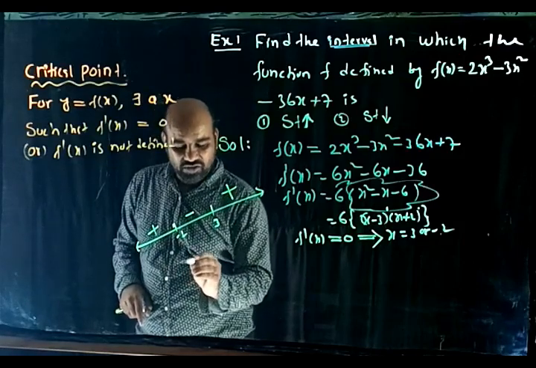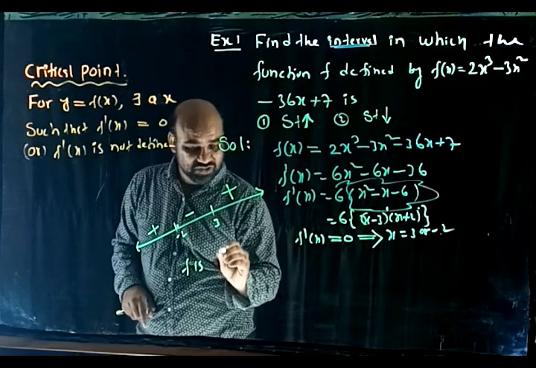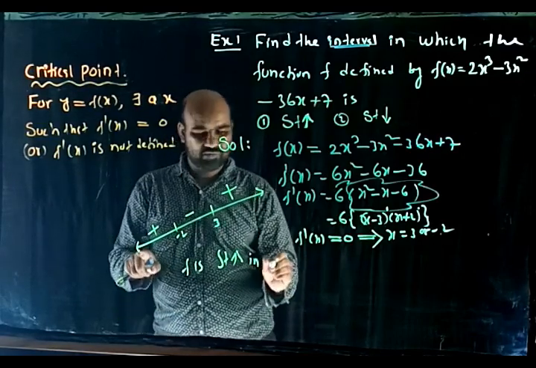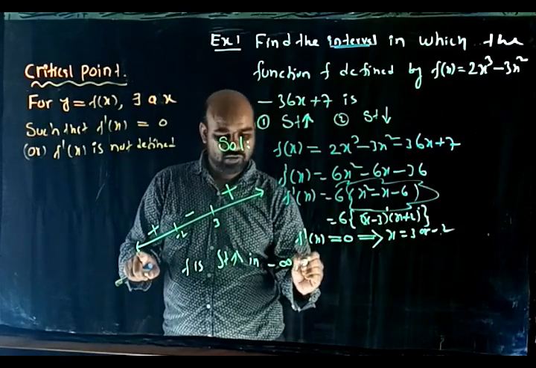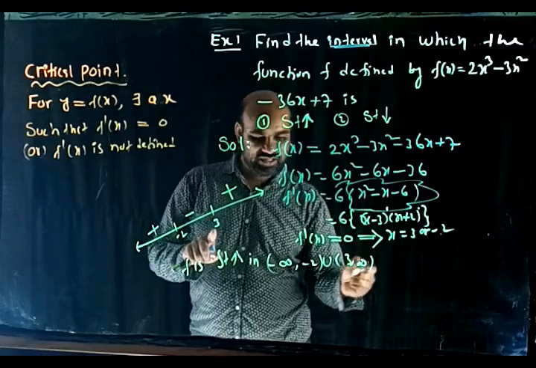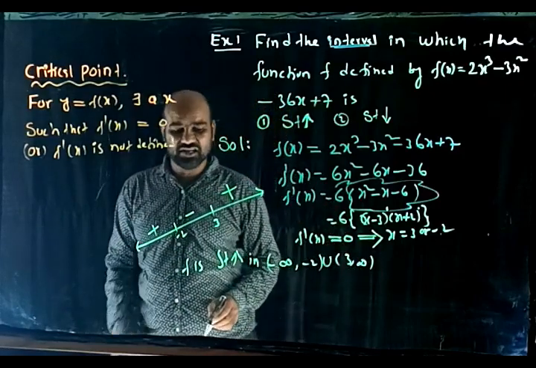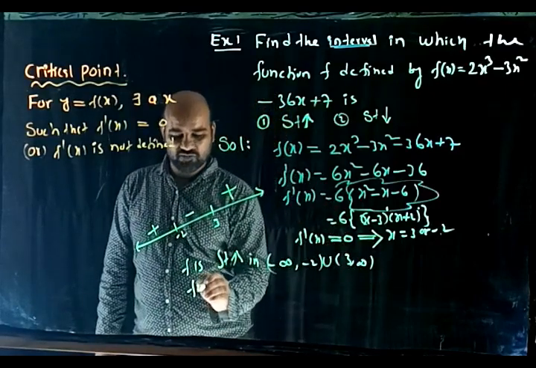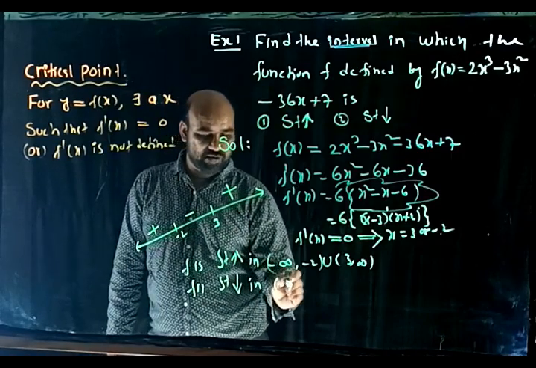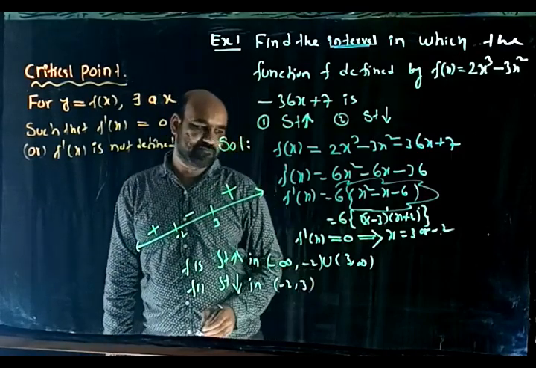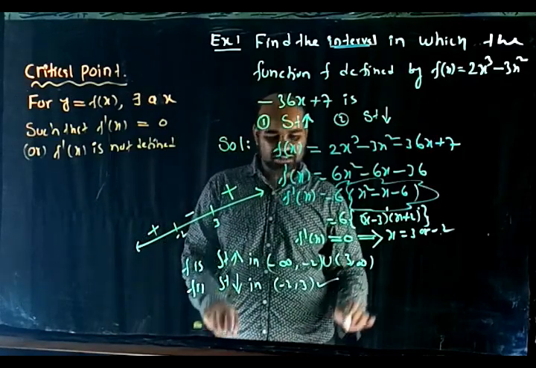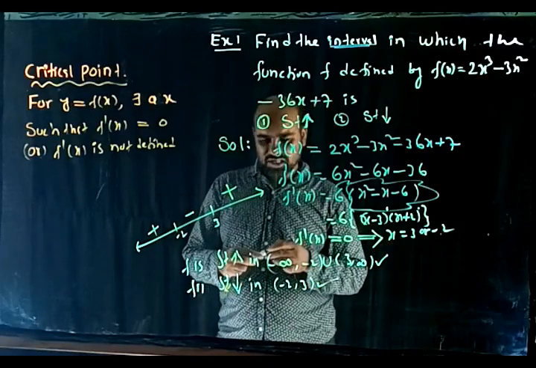Okay, f is strictly increasing in what interval? Minus infinity to minus 2 union 3 to infinity. In this interval, it is strictly increasing. F is strictly decreasing in open minus 2 to 3. Okay, so in this interval the function strictly decreases, and in these intervals the function strictly increases.